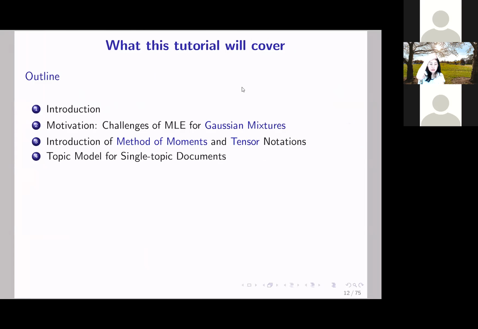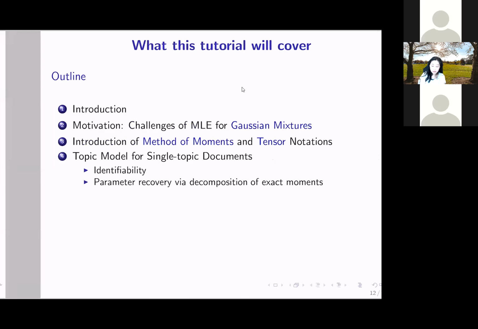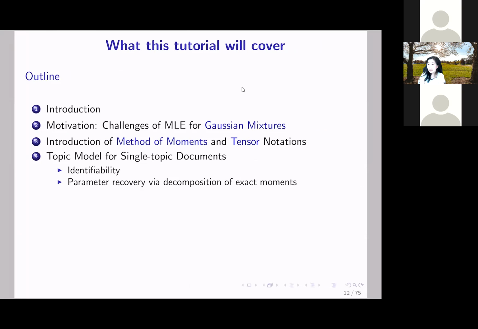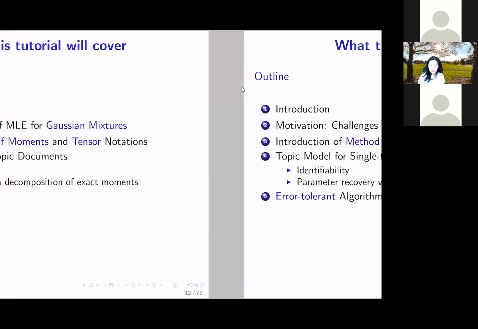So after that, we're going to use the topic model as an example, especially a simplified version of the topic model, specifically a single topic model. I will explain what that is. As an example to show how we can use method of moments and tensor methods to solve model learning in topic modeling. We'll talk about identifiability. We'll also talk about parameter recovery using decomposition of the exact moments.